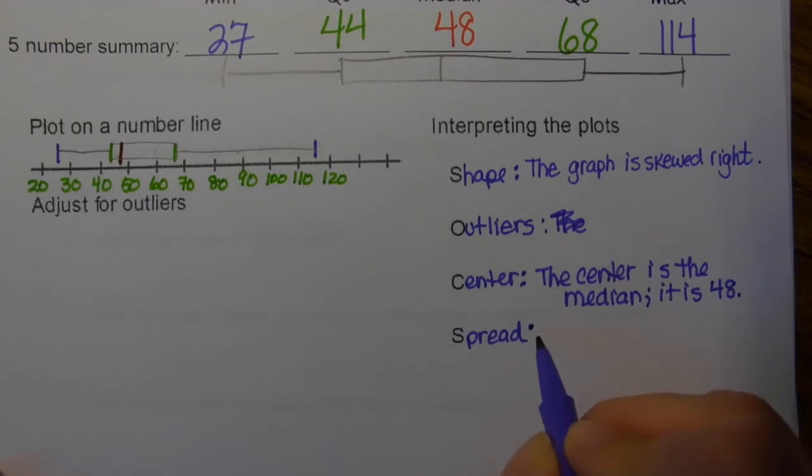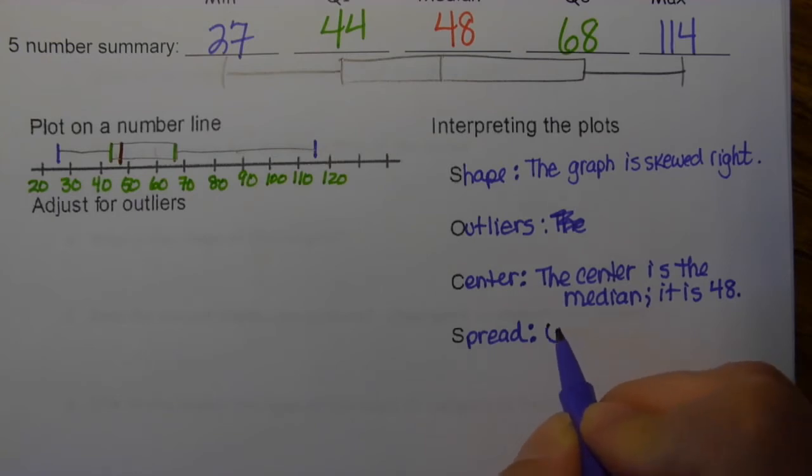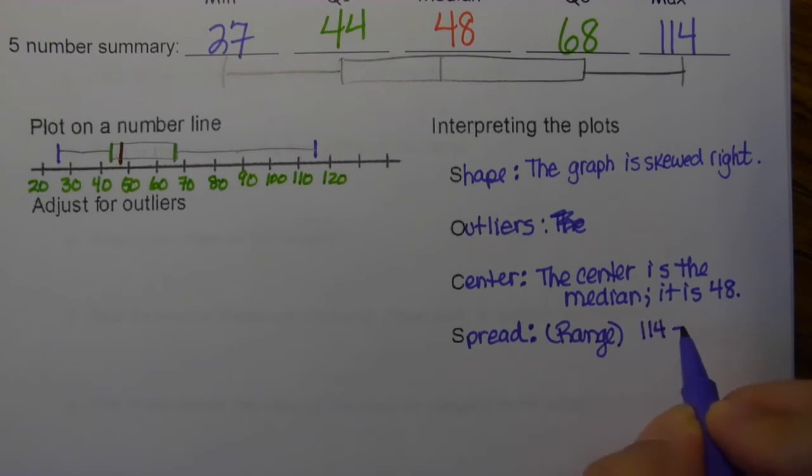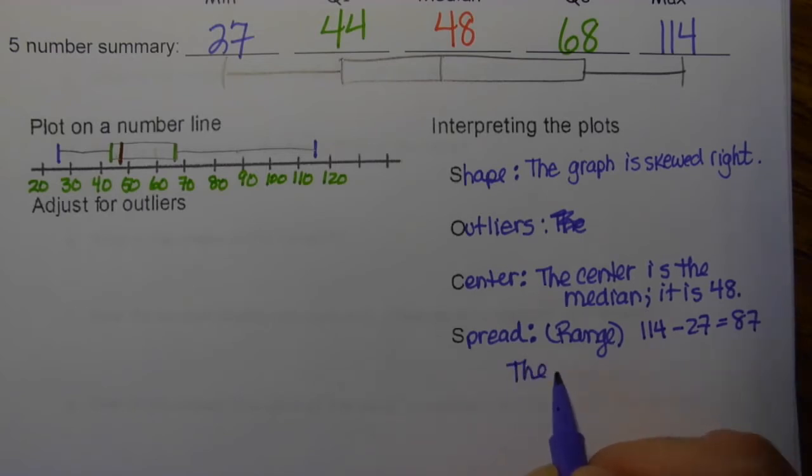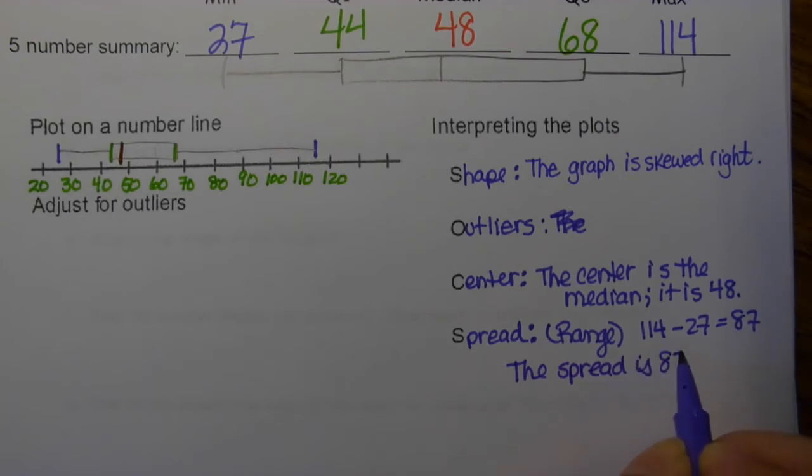The spread. What does spread mean to you? I know, right? It makes me think of a sandwich. But it's the high minus the low, right? The range. You can think about range. So it's 114 minus 27, which equals 87. So the spread is 87. Now there's another range in a box plot. This is range 1, top minus bottom.